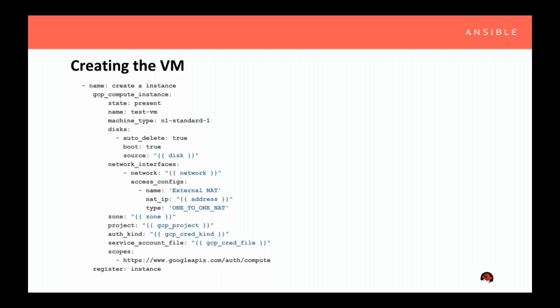Now we'll get to the real meat, the actual thing of actually creating the instance. We're going to use the GCP compute instance module. The state will be present because obviously I would like a VM to be present. Name is the test VM. The machine type, you guys can use whatever. You can find the catalog of ones there. I'm using an N1 standard. It's pretty, as the name states, a standard machine.